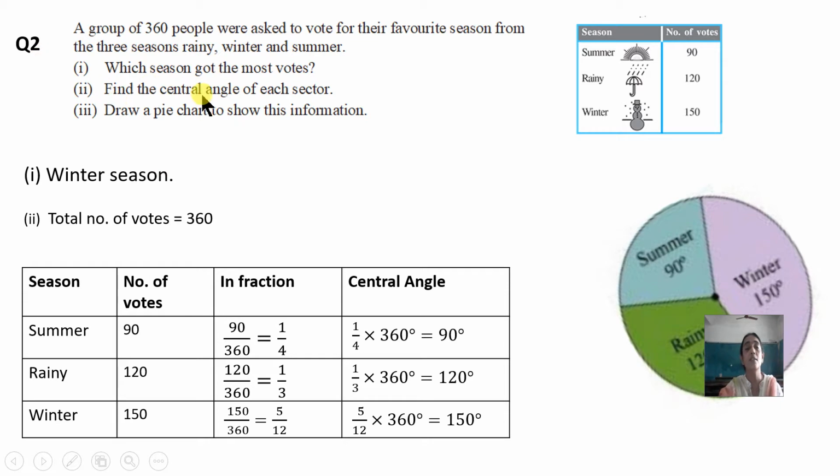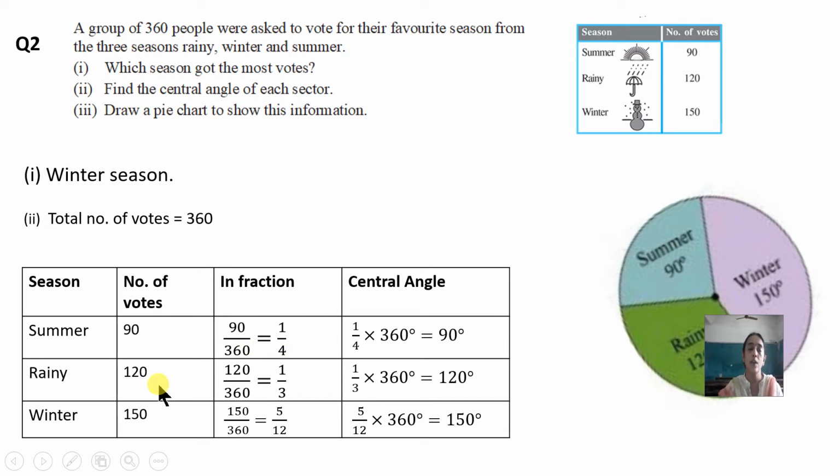Find the central angle of each sector. You have to find the central angle of each sector. Now, to find the central angle of each sector, we first need to find fraction and then the central angle, which I had already explained to you. That is, whatever is the frequency, divide by the total. So, total number of votes were 360. So, 90 upon 360 is equal to 1 upon 4.